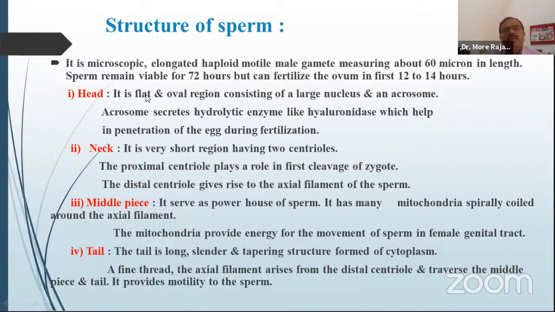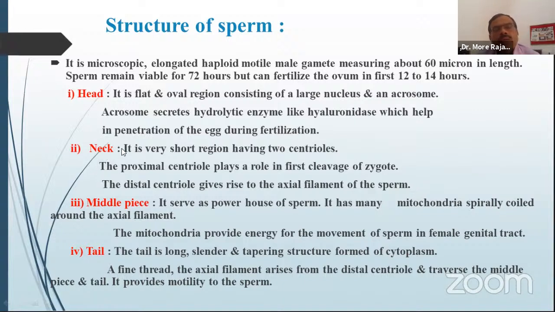If you see the head, it is a flat oval region. It consists of a large nucleus and an acrosome. This acrosome secretes hydrolytic enzyme like hydrolase, which helps in the penetration of the egg during fertilization. So the head region is useful for the secretion of the hydrolytic enzyme, so that the sperm can easily penetrate into the egg during the process of fertilization.